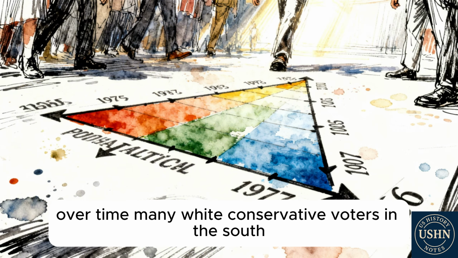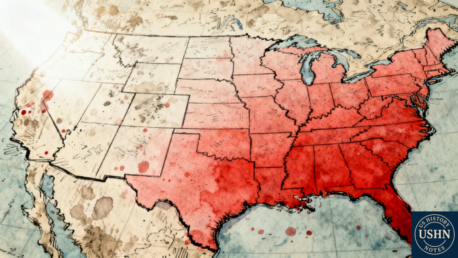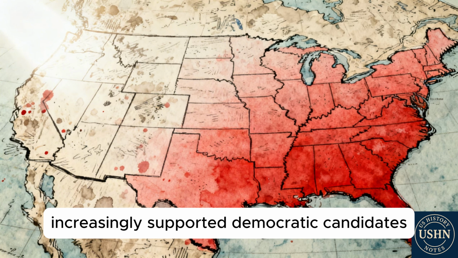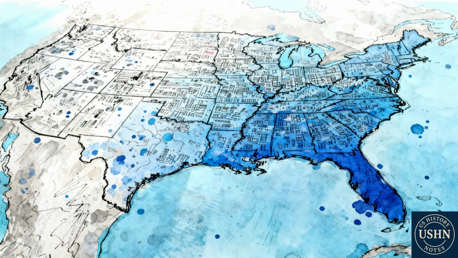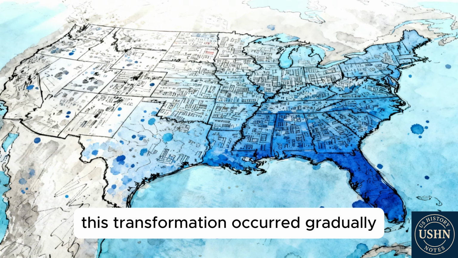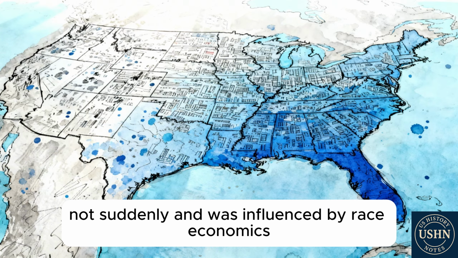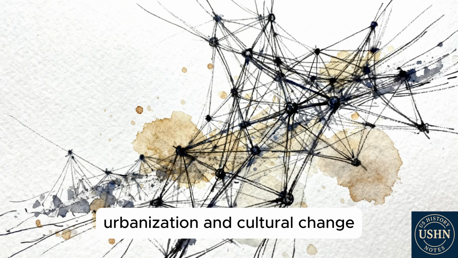Over time, many white conservative voters in the South moved toward the Republican Party. Urban and coastal areas increasingly supported Democratic candidates. This transformation occurred gradually, not suddenly, and was influenced by race, economics, urbanization, and cultural change.